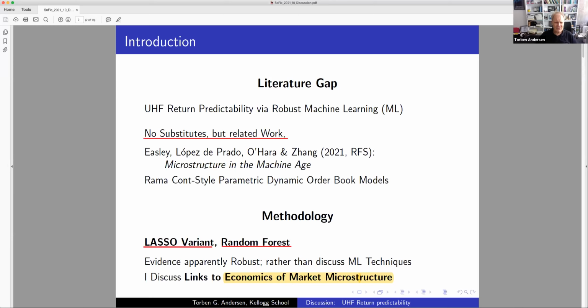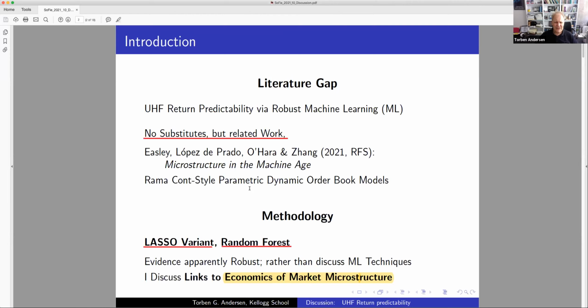I have some reservations about exactly how they proceed in that paper, but more importantly, they do not directly address return predictability. They look at other market microstructure kind of features of the market and predict those. So it's not a substitute, let's just put it that way.